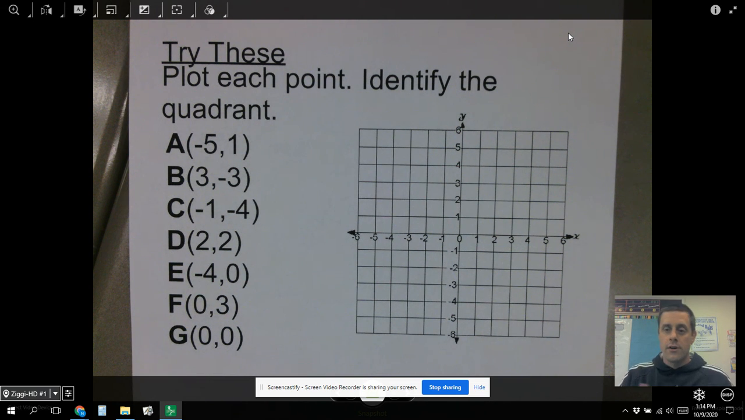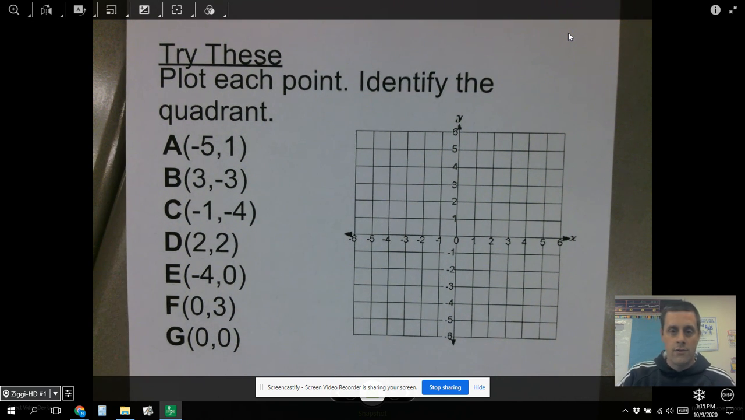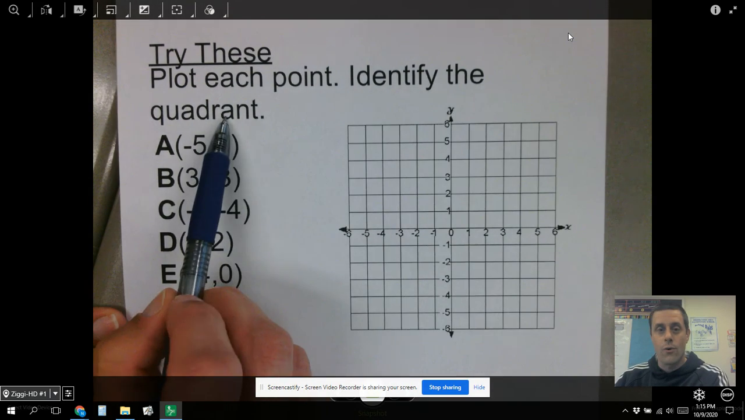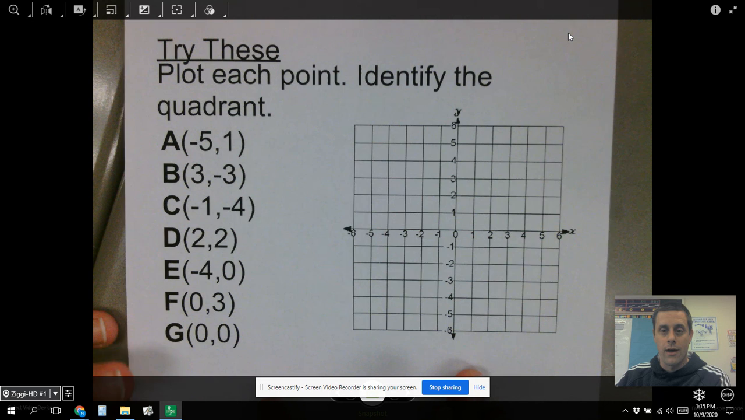All right, here I have a series of ordered pairs I want you to try graphing on your own. So print out a blank coordinate grid or draw one on your own and then graph these points A through G. Pause the video to complete this, and once you've graphed all 7 points, resume playing the video to check to see how you did. Also, don't forget, after you've graphed the point, I want you to identify the quadrant that each of these points are located in.